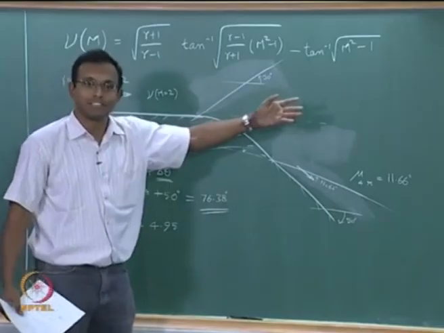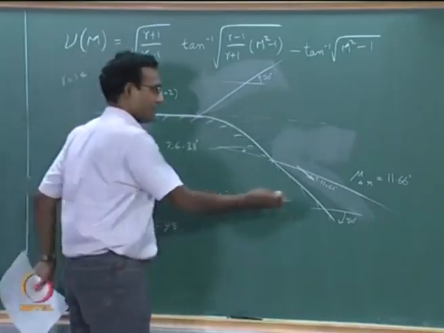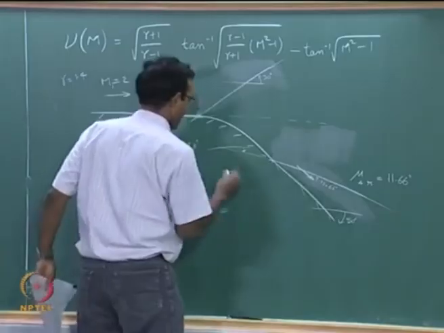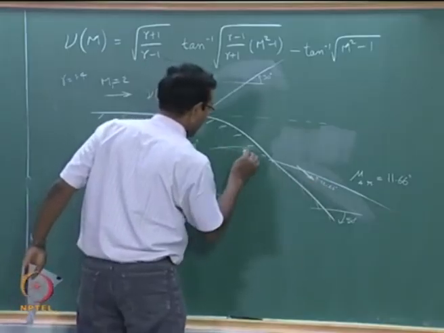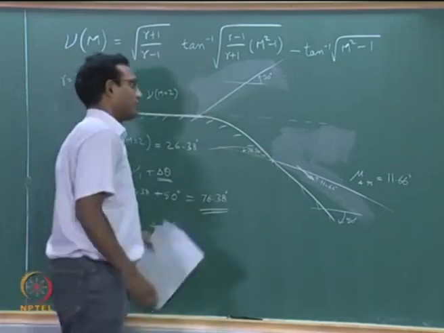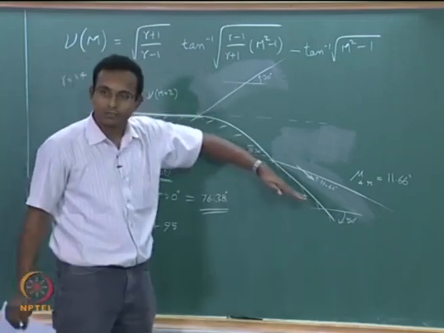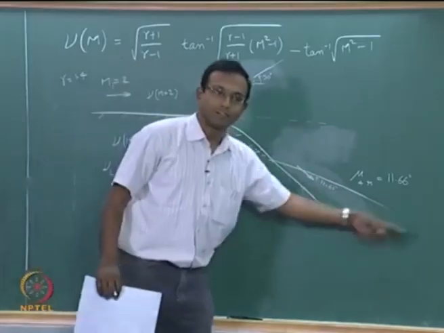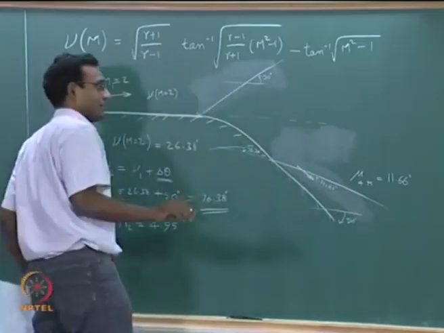50 minus 11.66, right? What is that? 40, 39, 38.34. 38.34 degrees. That is what will be the angle below horizontal. That should be the final angle here. Okay. Think about it that way.